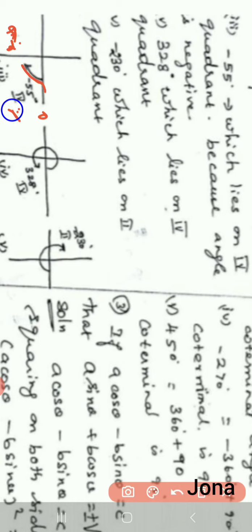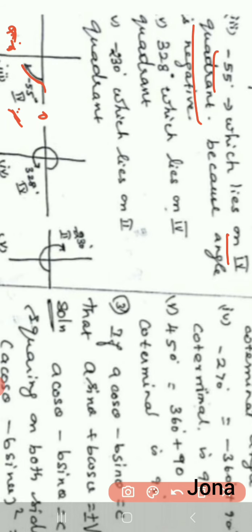Okay. Now let me see the next problem, the third one. Minus 55 degree. We know about plus 55. We can start from 0, so it will go like this for plus 55. Minus 55 is the opposite direction, so we have to take it to the opposite direction, this side. From 0 to this 90 degree, we have to go this way. So 55 degree will be in this quadrant, which is the fourth one. So minus 55 degree lies on the fourth quadrant.